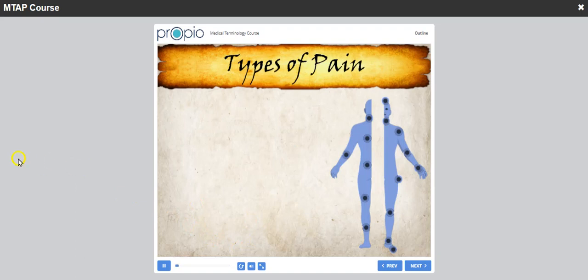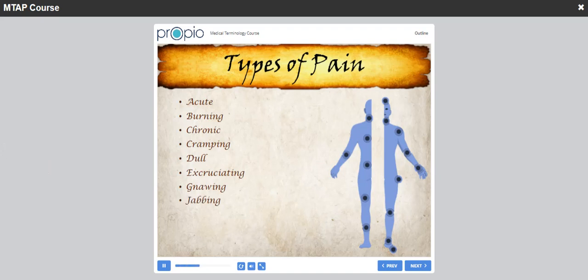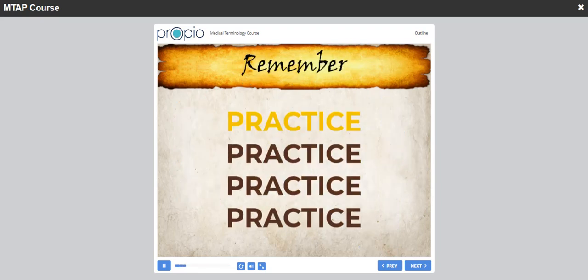Here are the types of pain you need to know: acute, burning, chronic, cramping, dull, excruciating, gnawing, jabbing, nagging, piercing, searing, severe, stabbing, sudden, throbbing, mild. And remember, practice, practice, practice.